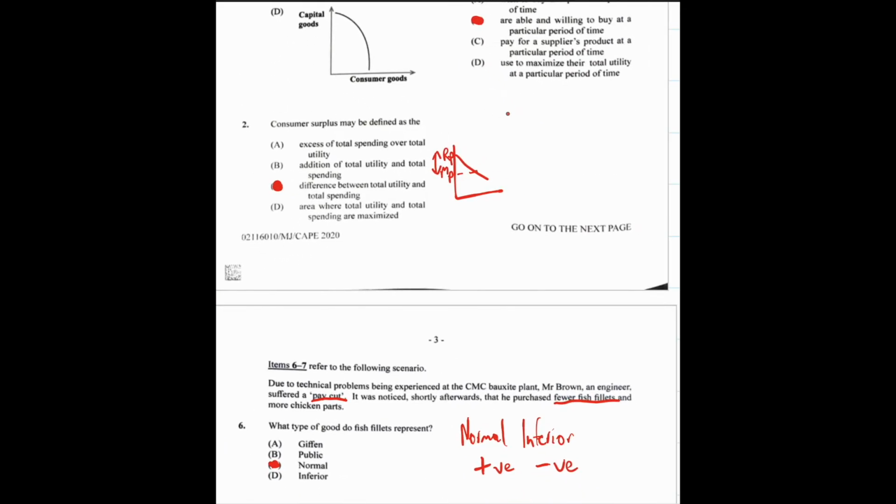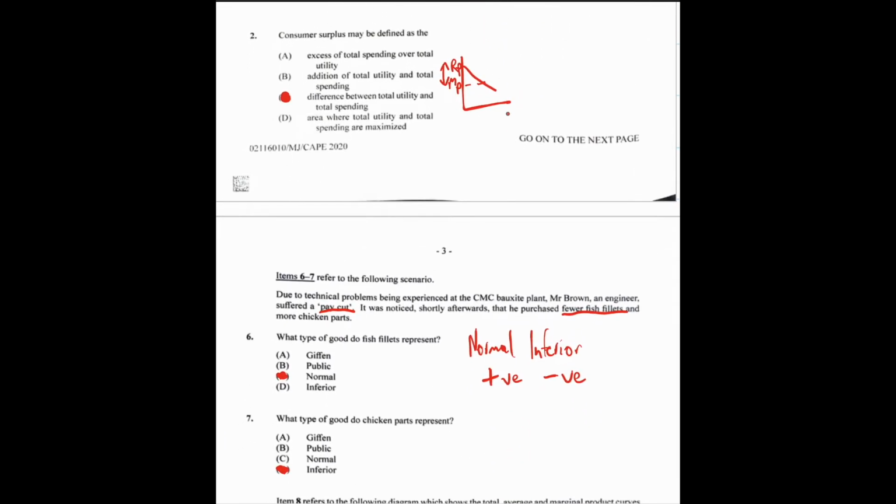6 has a little instance before. It says, due to technical problems being experienced at the CMC bauxite plant, Mr. Brown, an engineer, suffered a pay cut. It was noticed shortly after that he purchased fewer fish fillets and more chicken parts. So 6 says, what type of good do fish fillets represent?